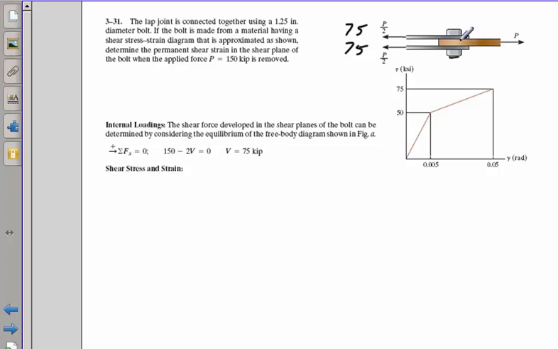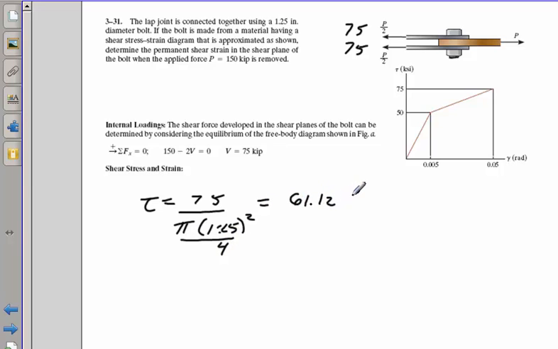You can take the bolt and put it in double shear, or put it in single shear if you use the 75. So what I'm going to do is to find the shear stress. I'm going to use the 75, and all I have to do is do pi d squared divided by 4. The diameter is 1.25. I square that, divided by 4. That's going to give me a shear stress of 61.12 KSI.